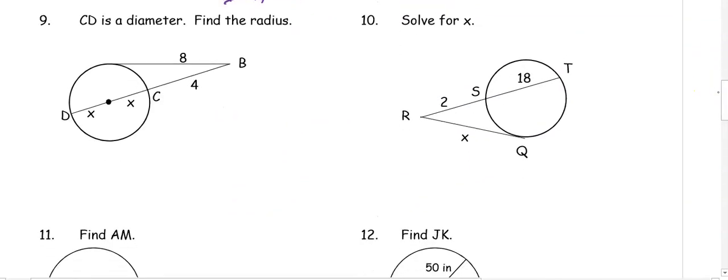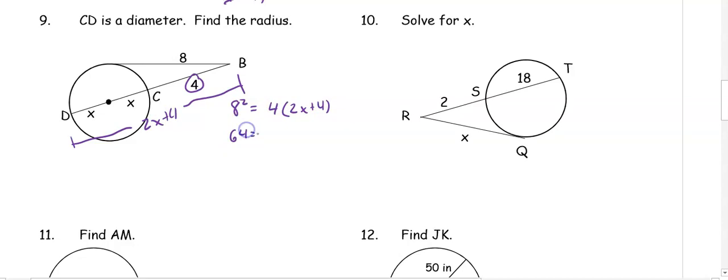In number 9, CD is a diameter, find the radius. So in this case, it's also a power theorem with our tangent of 8. So we're going to have 8 squared equals the outside, 4, times the whole length. Well, in this case, it's not x plus 4 because we have two x's here. So it would be 2x plus 4.